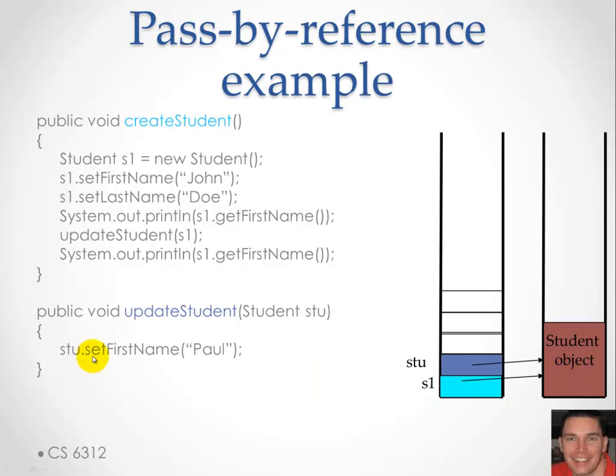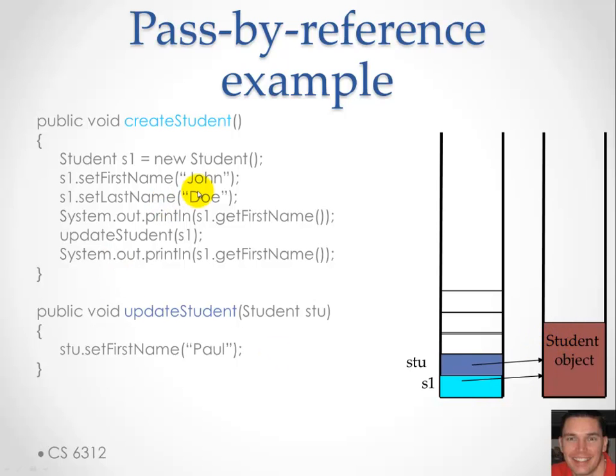So now when I say STU set first name to Paul, it comes out here and says your name is Paul. It then returns back up here. This is popped off the stack. That pointer disappears. The top of our stack pointer is right here. And now when I say S1 get first name, it comes here and it says S1, what's your name? It's Paul.